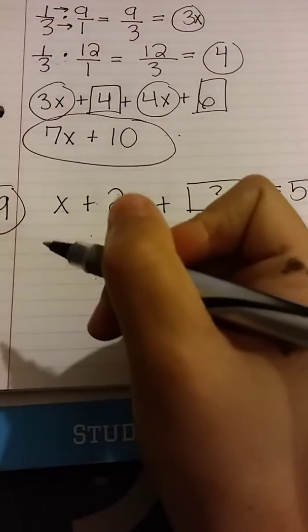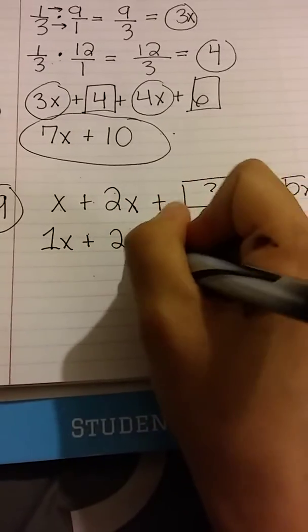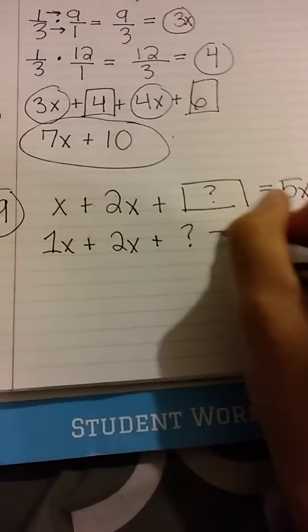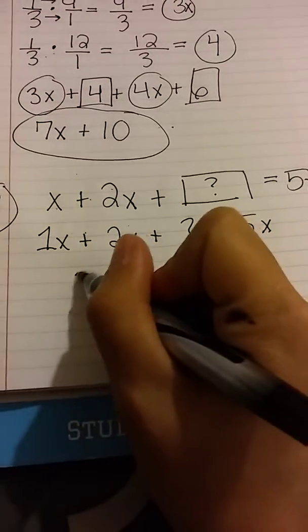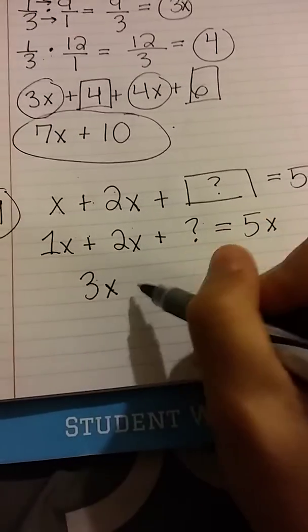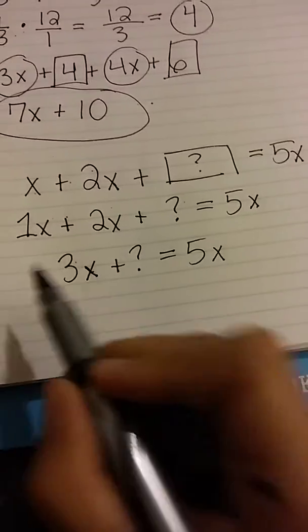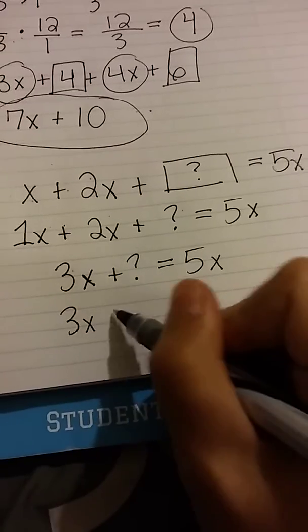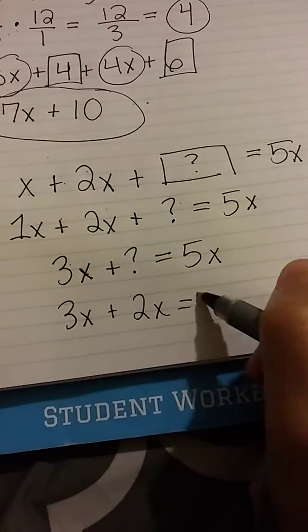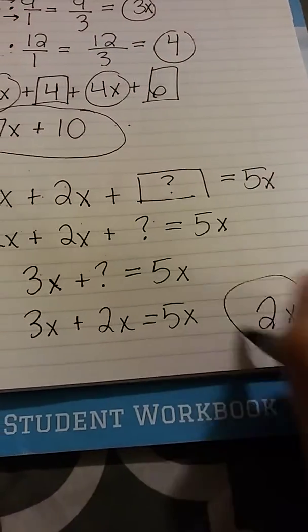So this is going to be 1x plus 2x equals 5x. So you have 1x plus 2x gives us 3x. This is really simple because you know 3 plus what equals 5. You should have gotten 3x plus 2x equals 5x. So your answer should have been 2x.